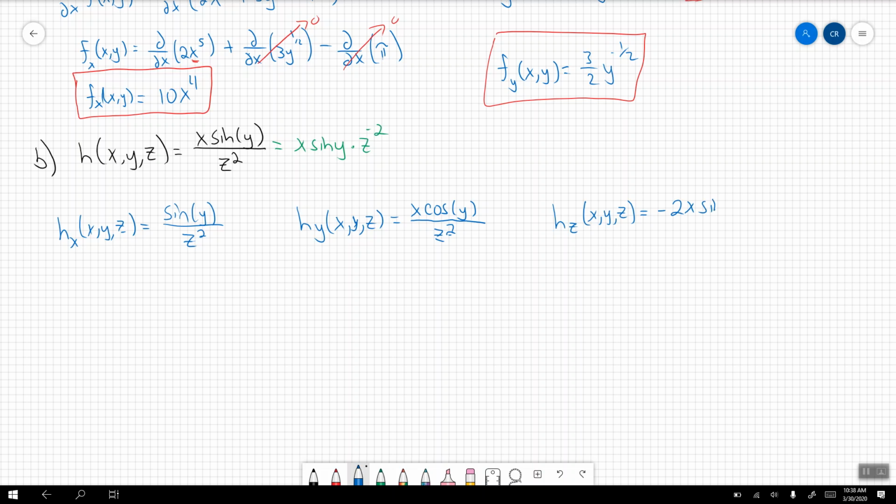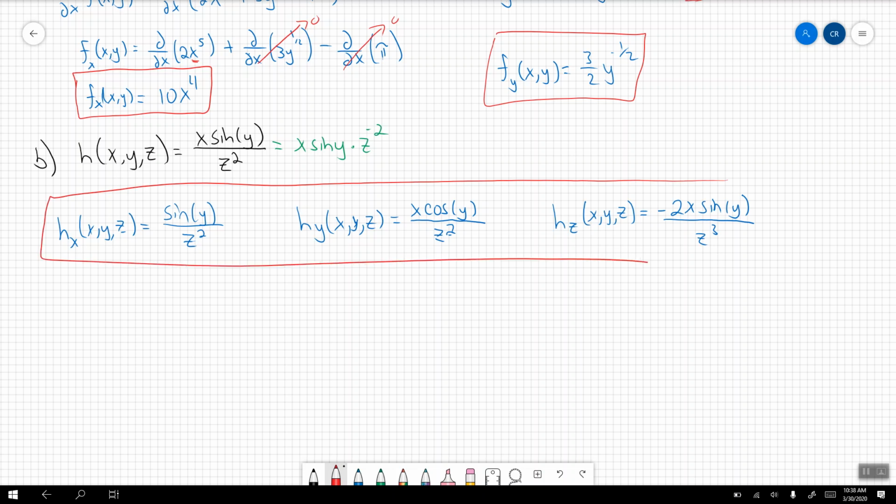-2x sine of y divided by, well, we need to subtract another exponent, so it's going to be z to the power of -3, so that's going to be z to the power of 3. So here are your answers. These are the answers that we need for this function with 3 different variables. Awesome.